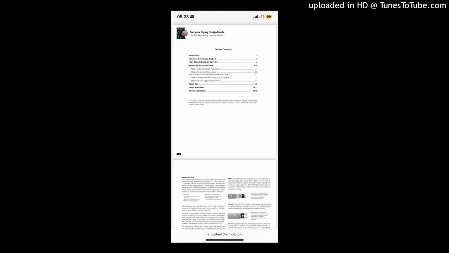Step 1. Establish design parameters. Step 2. Determine heat losses. Step 3. Select the proper Sermon heating cable. Step 4. Determine heat tracing circuit lengths. Step 5. Choose options, accessories. Design tips, design worksheets, general specification.